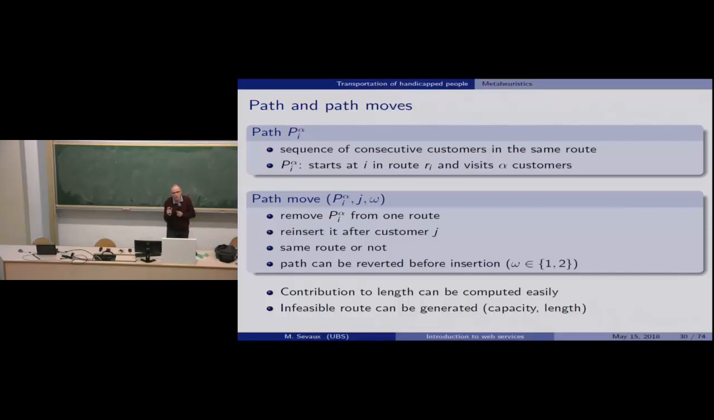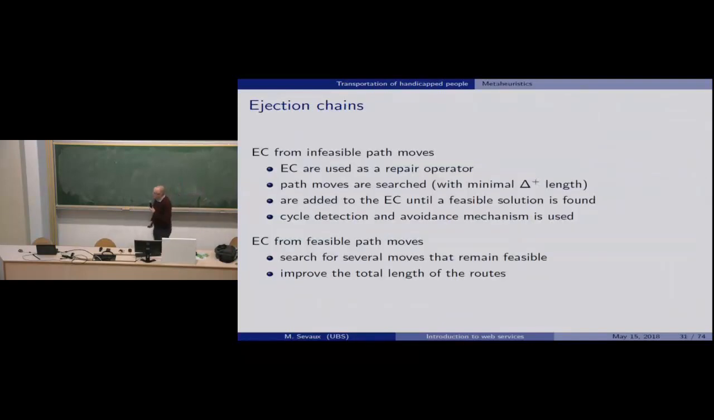So the idea was to be able to calculate the new cost of the neighbor very easily. And because of this kind of technique, of course you can generate quite a large number of infeasible routes. It's easy to do that because of capacity or length, but basically you can also repair this. And to repair this, we use ejection chains. So from an infeasible path move, ejection chains are used as repair operator.